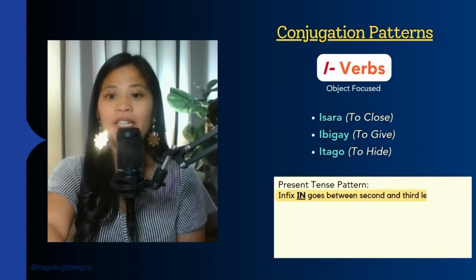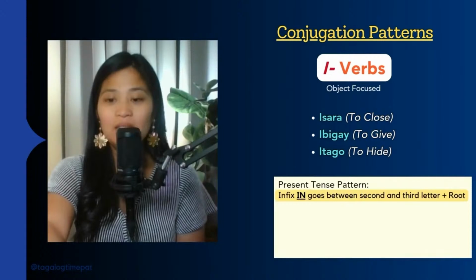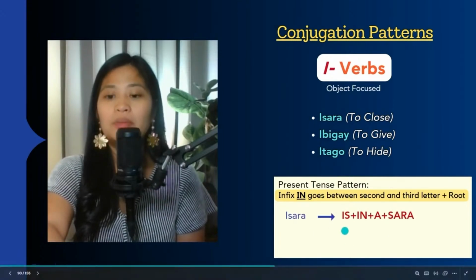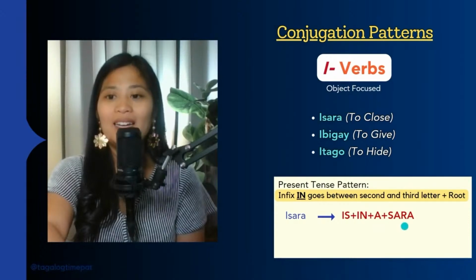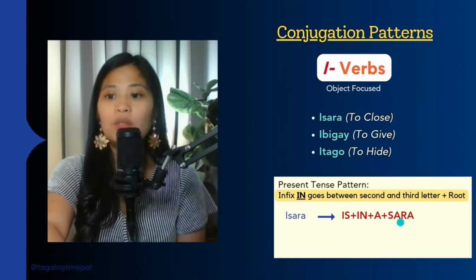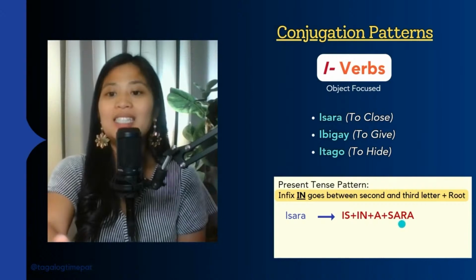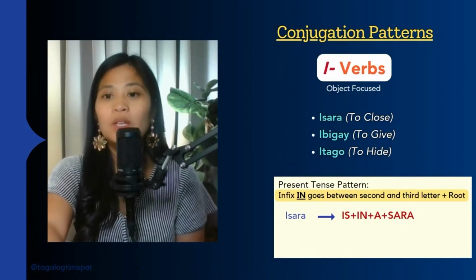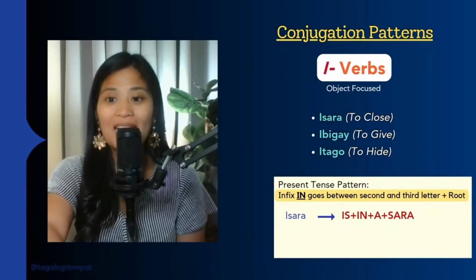And now the pattern is the infix in goes between the second and third letter, and then it's the root. So isara, to close, becomes isinasara. Isinasara. So in goes between the second and third letter, and then the root goes at the end. Isinasara ko yung pinto. I am closing the door.